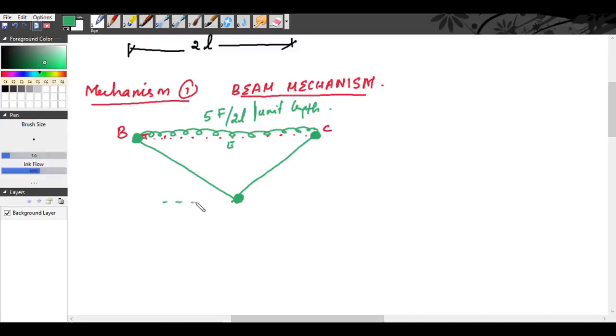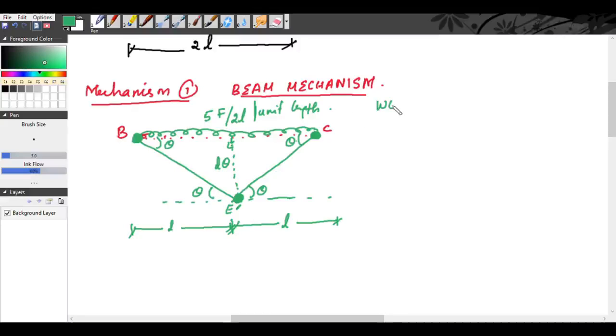Okay. So if you take this angle as theta, this angle will be equal to theta. So the rotation is theta and theta. And this distance, the total length BC is 2L. That means BE is L and EC is L, which means this distance EE dash will be equal to L into theta.